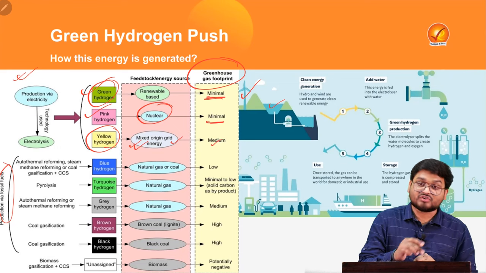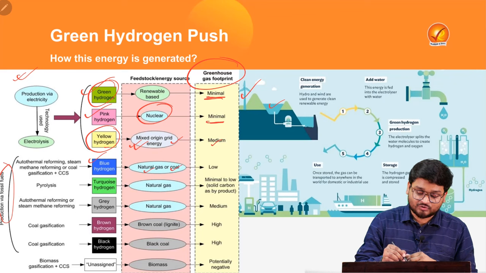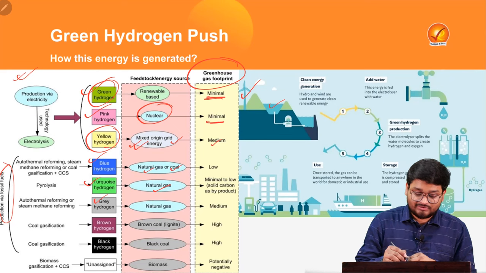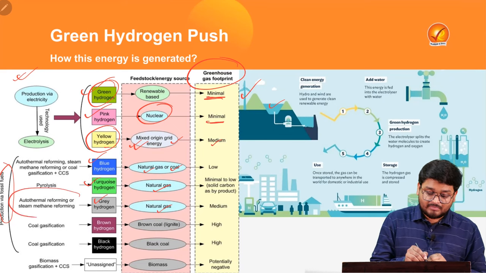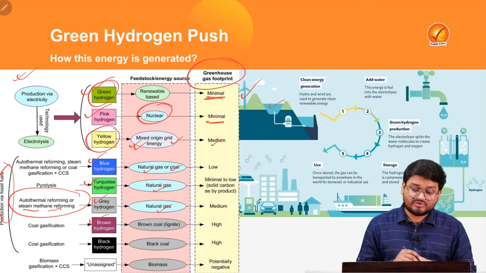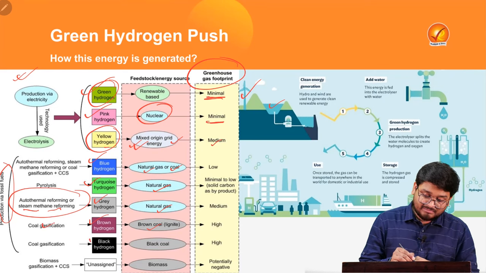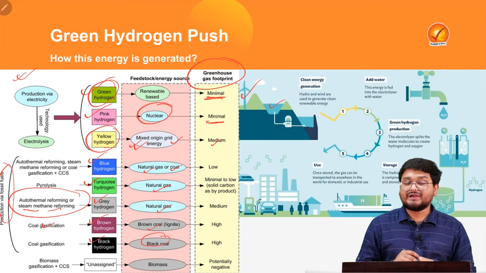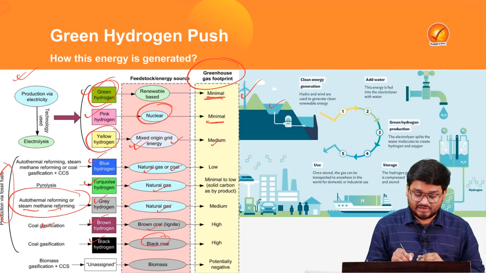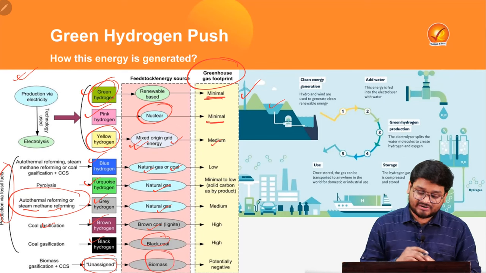From fossil fuels, we can get blue hydrogen if we get it from natural gas or coal; turquoise if we get it from natural gas; gray hydrogen if we get it from natural gas again by autothermal reforming or steam methane reforming. We can get brown hydrogen from brown coal and coal gasification. We get black hydrogen from black coal, again via coal gasification. And there is another kind of hydrogen energy to which no color has been assigned yet, which is generated from biomass.